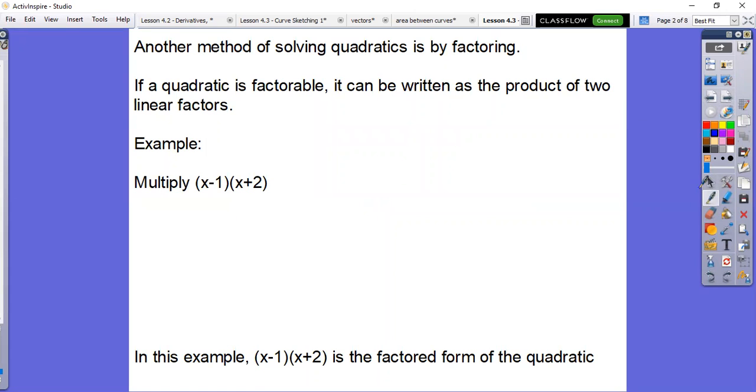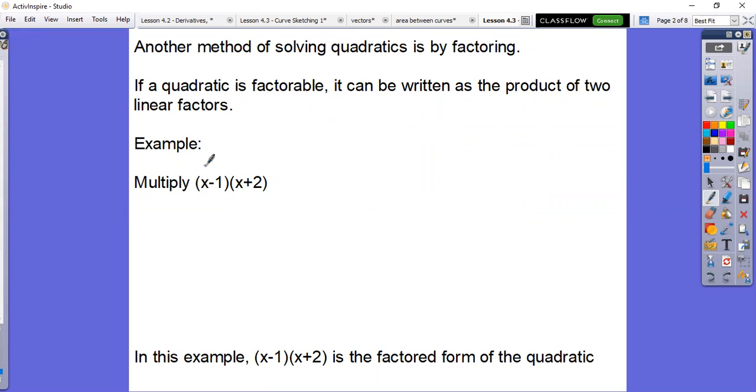Like I said, factoring is another method for solving some quadratics. If a quadratic is factorable, and generally what we mean by factorable is that we can write the quadratic as the product of two linear factors. More specifically, we generally consider it factorable if it can be written as a product of two linear factors that have integer coefficients and constants. So this example right here is an example of what a quadratic looks like in factored form.